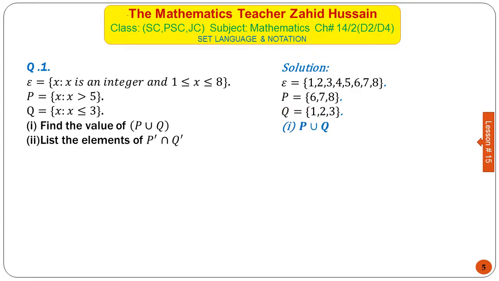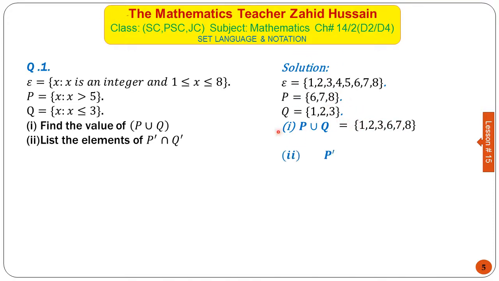Now we will find its first part which is P union Q. P union Q means all the elements which belong to P or Q or both P and Q. So we will get a set. P union Q is 1 2 3 6 7 and 8, combining these two sets.